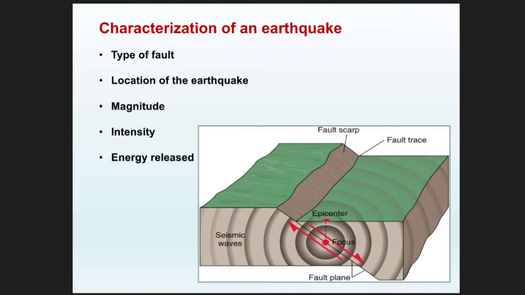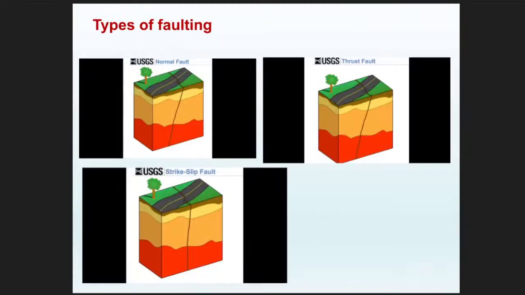To explain this, let us have a simple cartoon, because these terms would be required to understand earthquakes properly. This is the focus, which is the point where the earthquake originates, and the point just above it is known as the epicenter. The earthquake is generated on movement of the faults. This is known as the fault trace, and this is known as the fault scarp. Once an earthquake occurs, it generates seismic waves. We will be using all these terms in the subsequent slides. Before going further, let me explain the types of faulting.